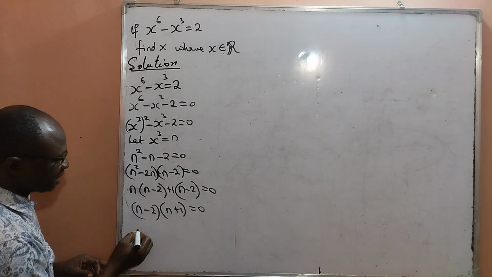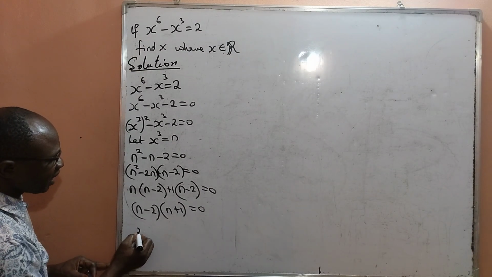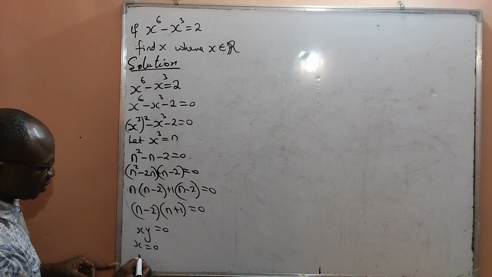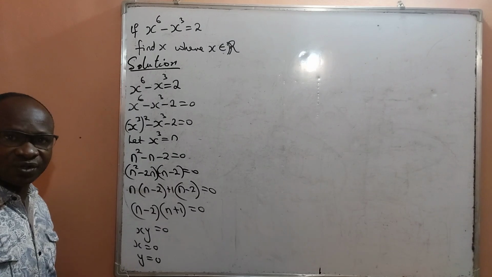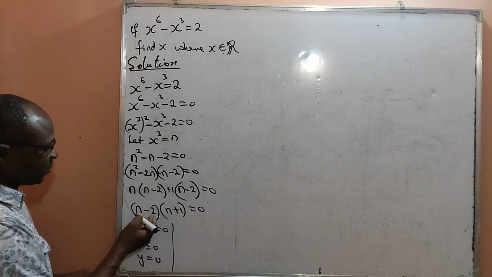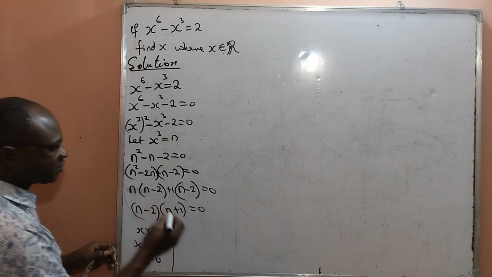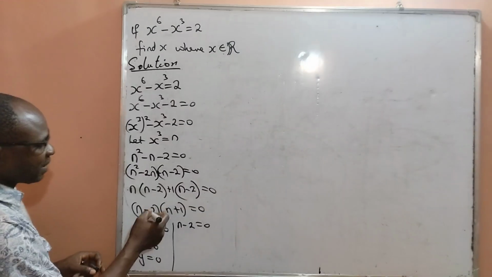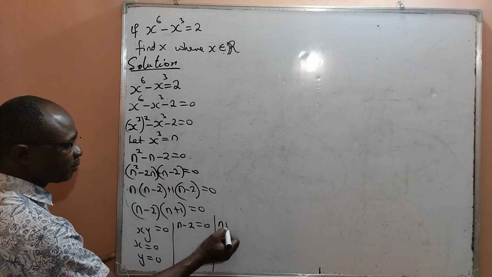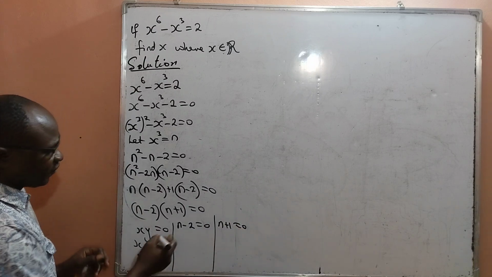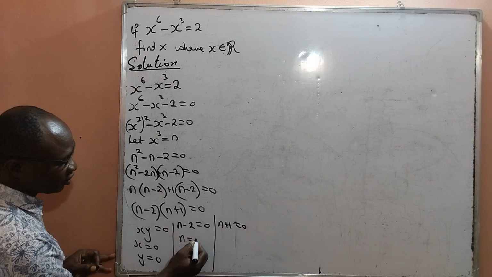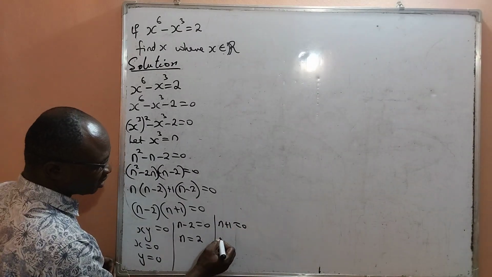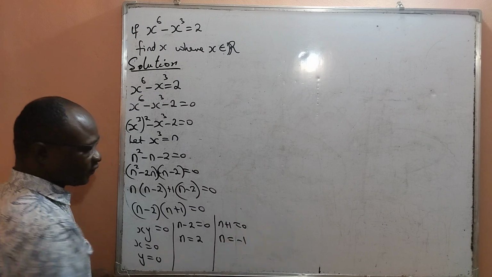Remember the product rule: if I have x and y equal to 0, it means that x is equal to 0 and also y is equal to 0. What this implies is that from these two brackets equal to 0, the first bracket, which is n minus 2, is equal to 0, and the second bracket, which is n plus 1, is equal to 0. From the first bracket I have n is equal to 2, the first value of n. And from the second bracket, I also got that n should be equal to negative 1.